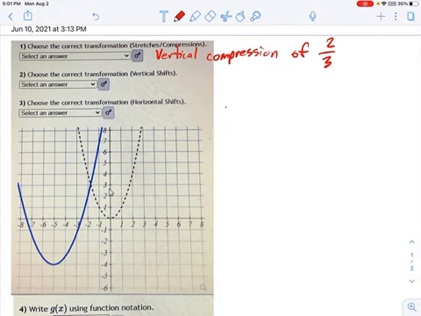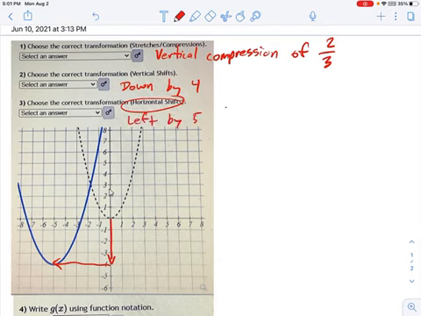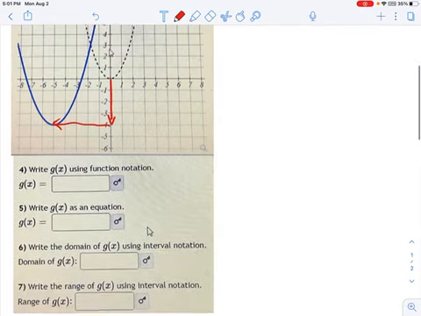So now I'm going to look at vertical shifts right here. And this is easy. You can see that it just went down 4. So we would say down by 4. Horizontal shift next. You can see it has gone over by, let's see, 1, 2, 3, 4, 5. So that is left by 5. And you keep on working through this.